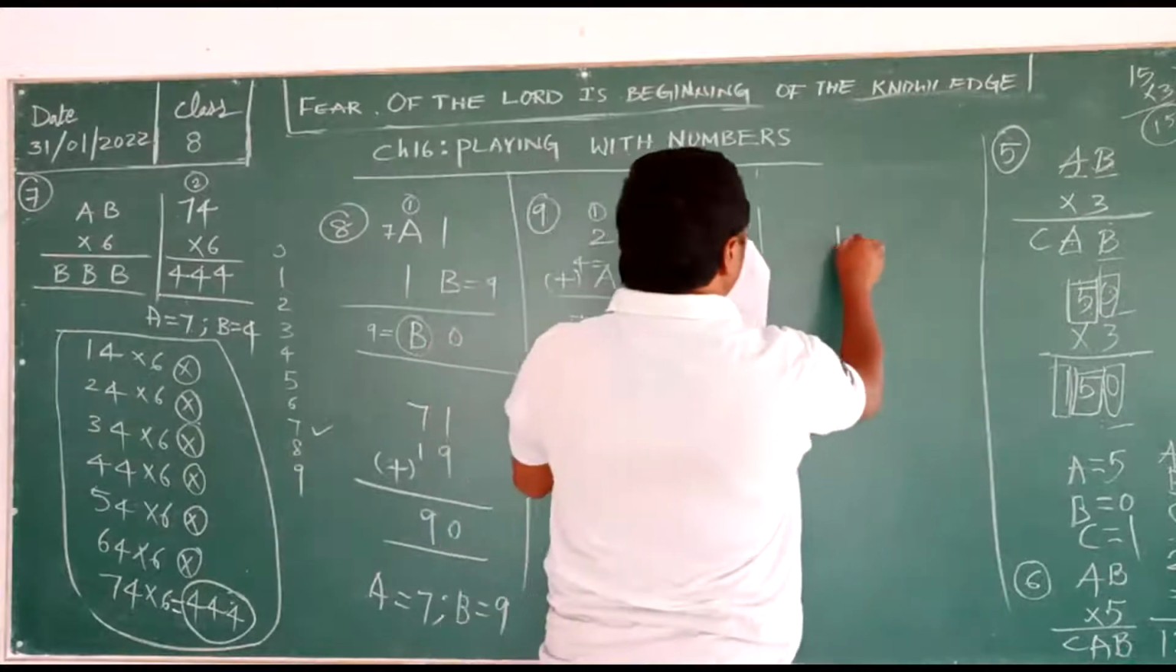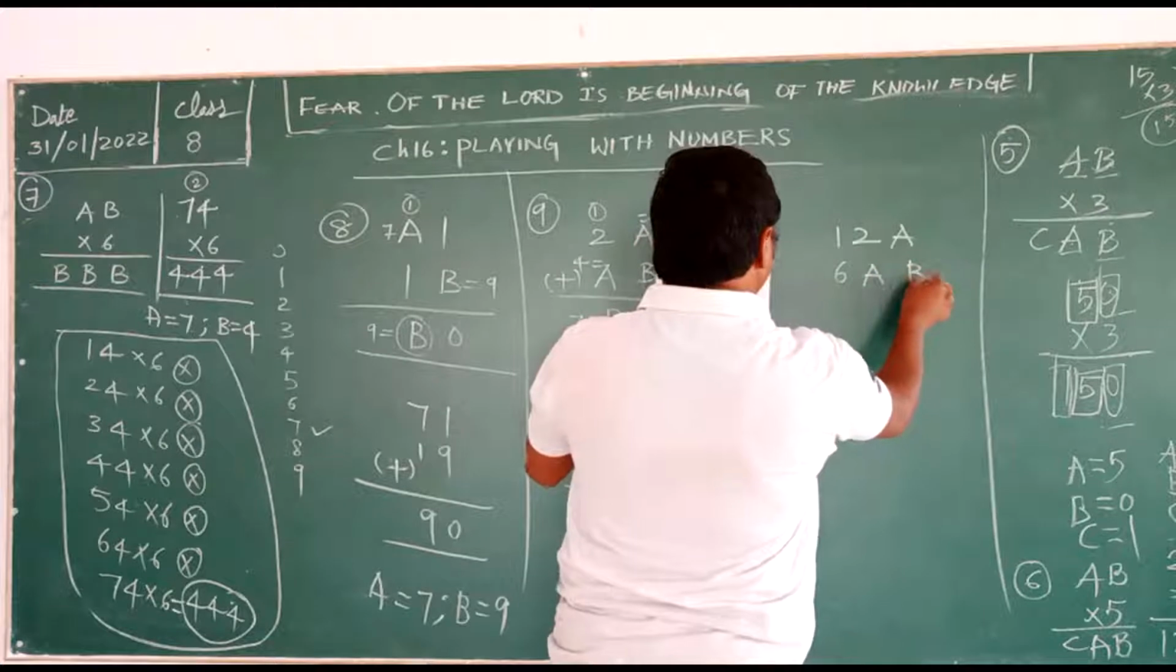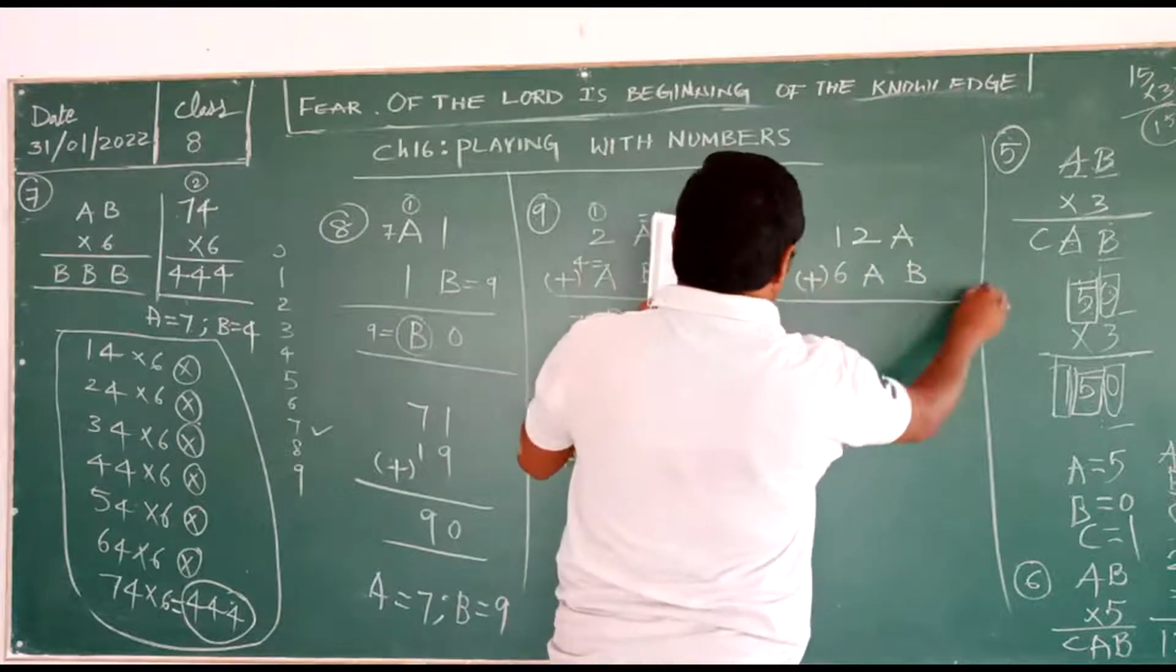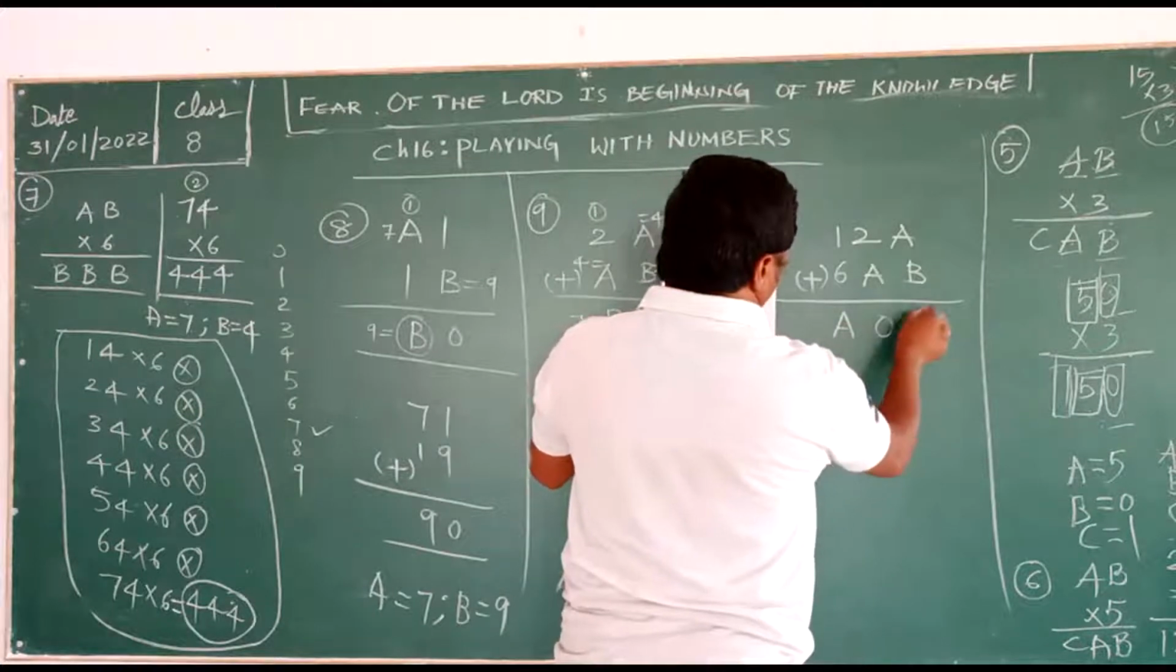So last and final: 1, 2, A. 6AB, here plus symbol, and here written as A09.